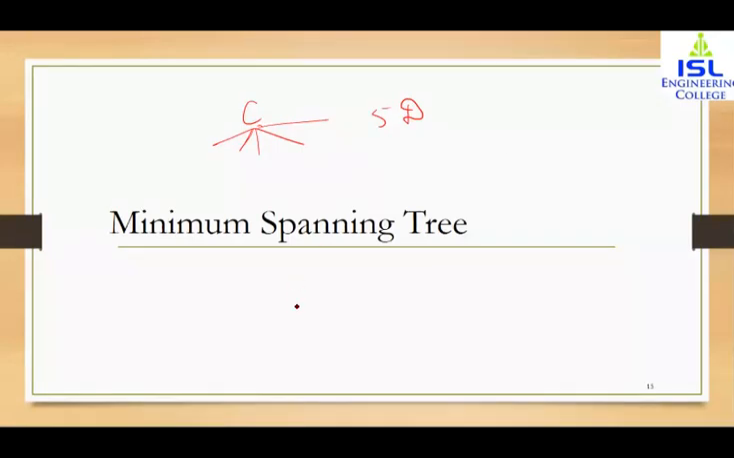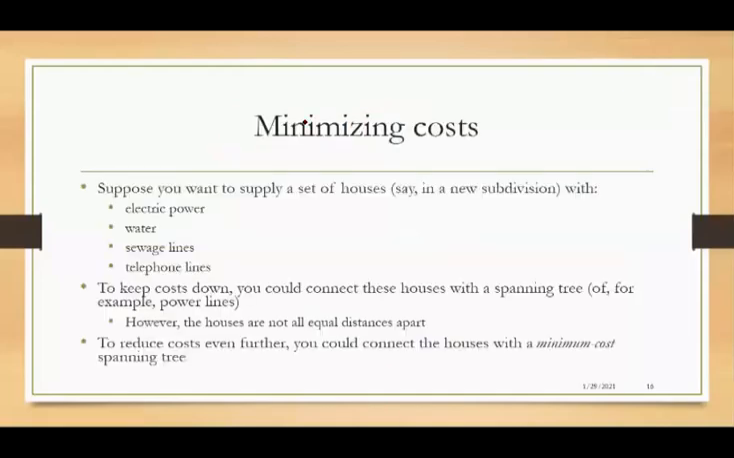So let's see the definition. Before that, let's see the application. Suppose you want to supply a set of houses with electric power, water, sewage lines, telephone lines. To keep costs down, you could connect these houses with a spanning tree for each of them. So you can create a spanning tree for power lines, for water line, etc. However, the houses are not all equal distances apart. To reduce cost even further, you could connect the houses with a minimum cost spanning tree. Okay, so this is another application.